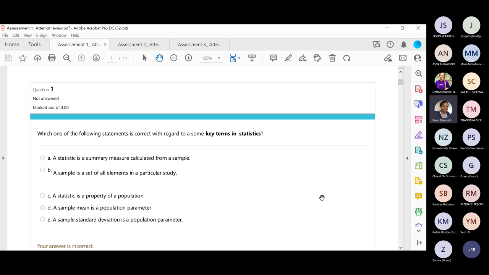Then you move into summarizing your data, and here we're talking about numerical data. You need to know your measures of central tendency, which are your measures of location. Those 3 measures, you need to know how to calculate them or how to define them: the mean, the median, and the mode.